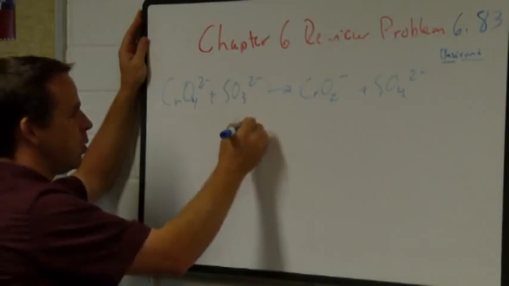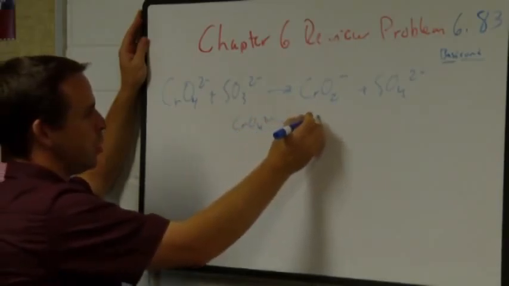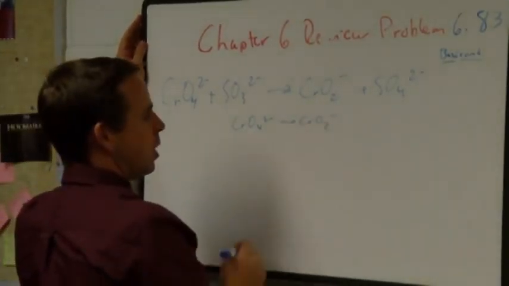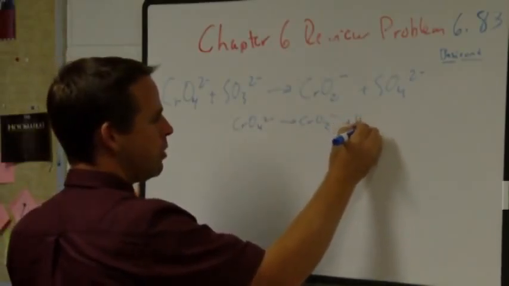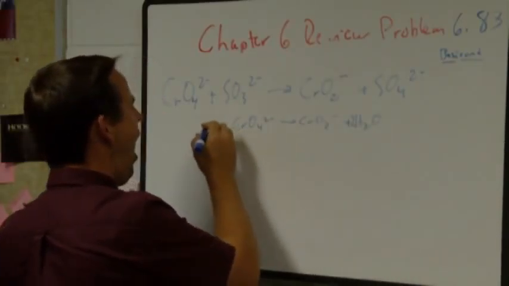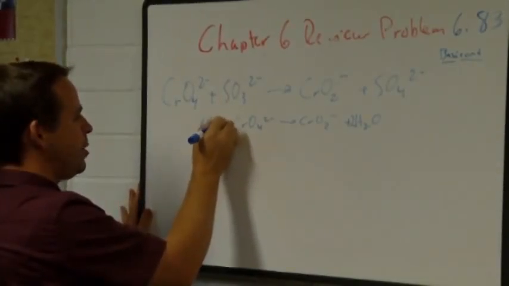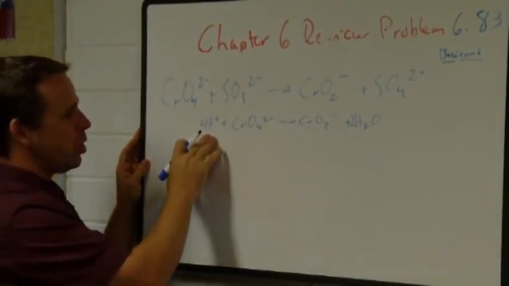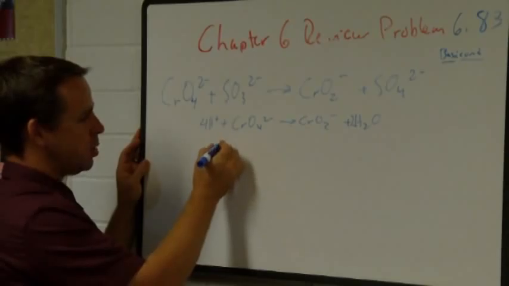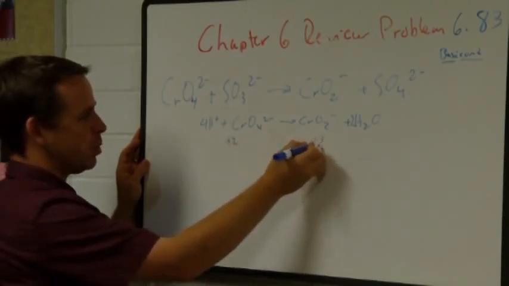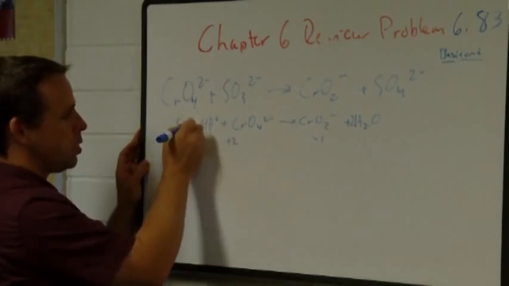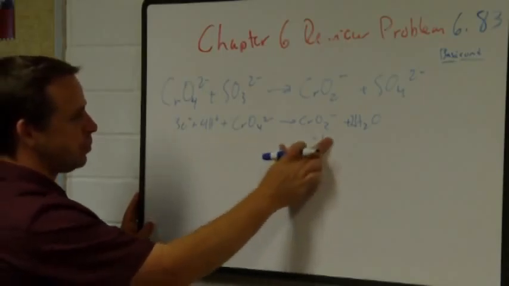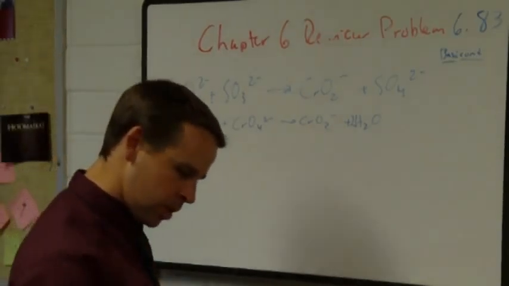We'll take CrO4 2- going to CrO2-. Okay, that's a minus there. So we need 2 waters over here, 4 hydrogens over on the left. And we have a net charge over here of +4 and a -2, +2, and this is a -1. So we need 3 electrons here to get to that -1. Okay, so we have 3 electrons.